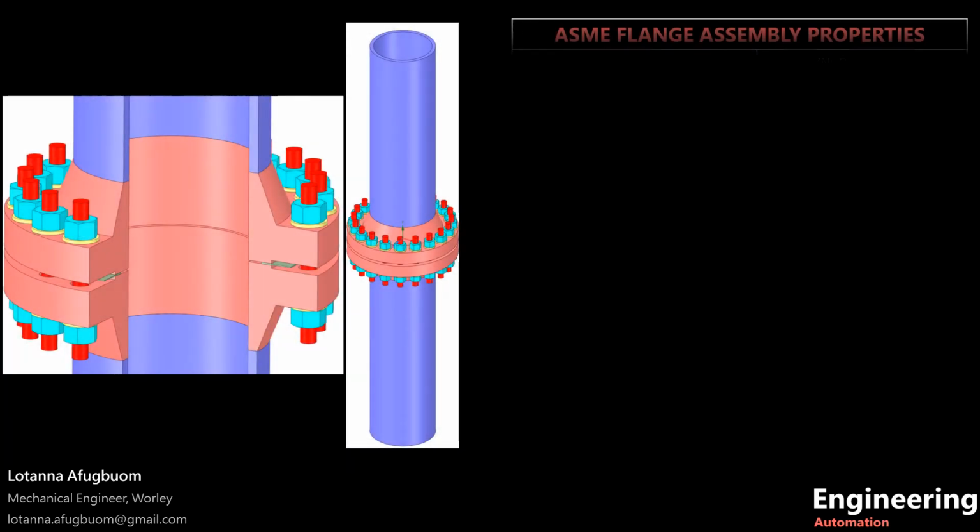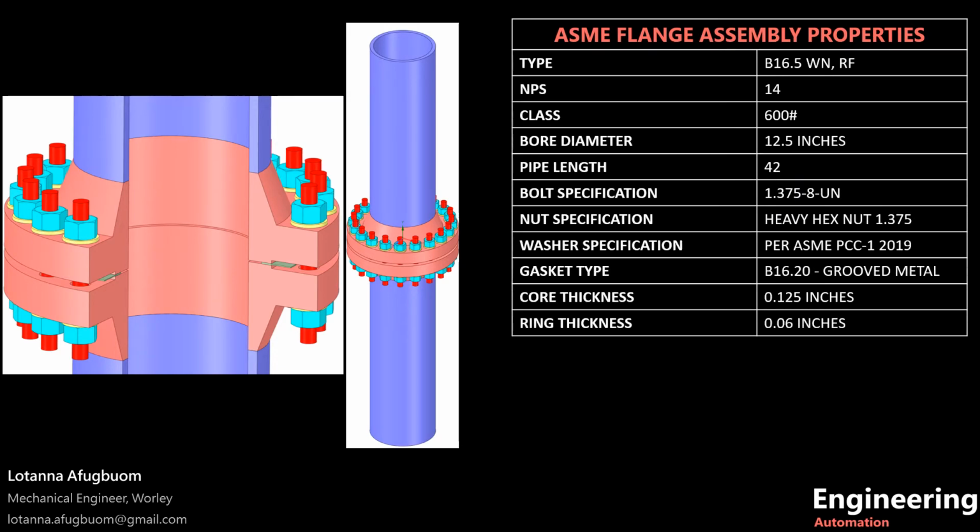Here, we have a B16.5 bolted flange assembly. The flange assembly components consist of two ASME B16.5 raised face, weld neck flanges of 14 nominal pipe size, 600 pounds class rating, and a grooved metal gasket per ASME B16.20. The bolts, nuts and washers properties were selected per ASME PCC1.